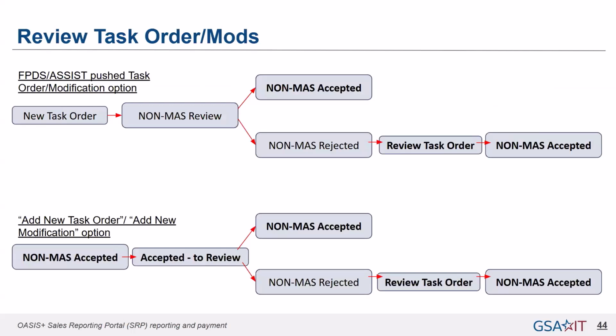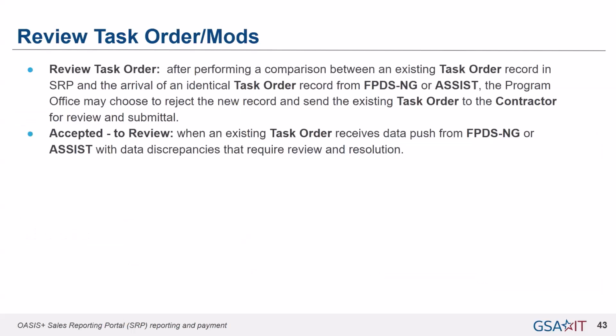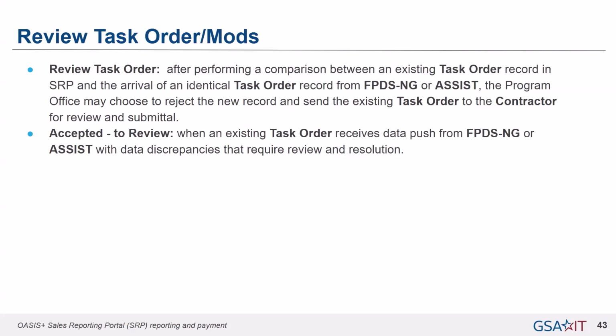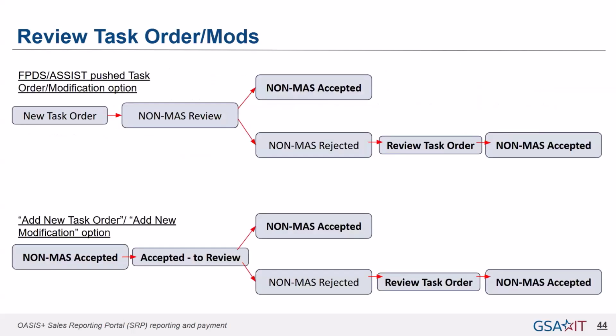But otherwise, anything that's in other than the non-mass accepted status requires you to take some action and submit it for validation. So I trust that's where most of the issue is. Here's a quick little decision tree of what I described with FPDS data push versus if you add it in manually. You'll notice the end nodes of all these branches is in non-mass accepted status. That's the reportable status. So this is how the process flows.